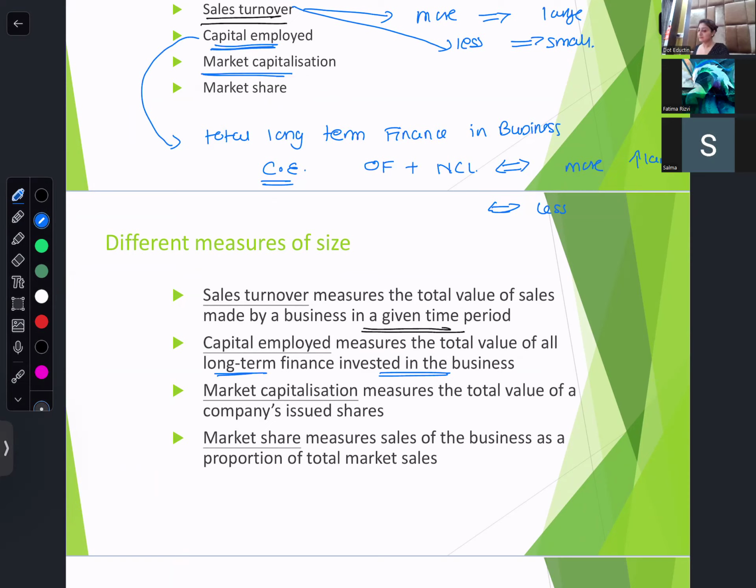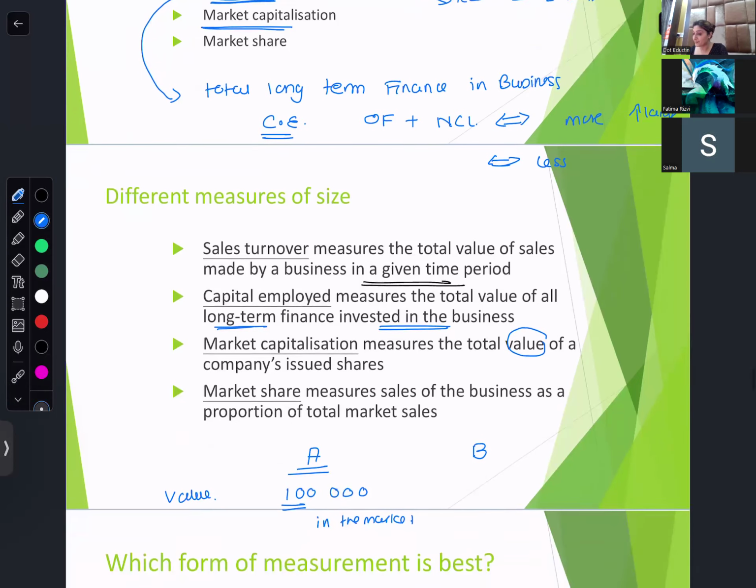Can I read it? Okay, market capitalization means how many shares are issued in the market. Or I would say the value of the shares issued in the market. If I have company A and I have company B, company A has issued shares of value 100,000 in the market.